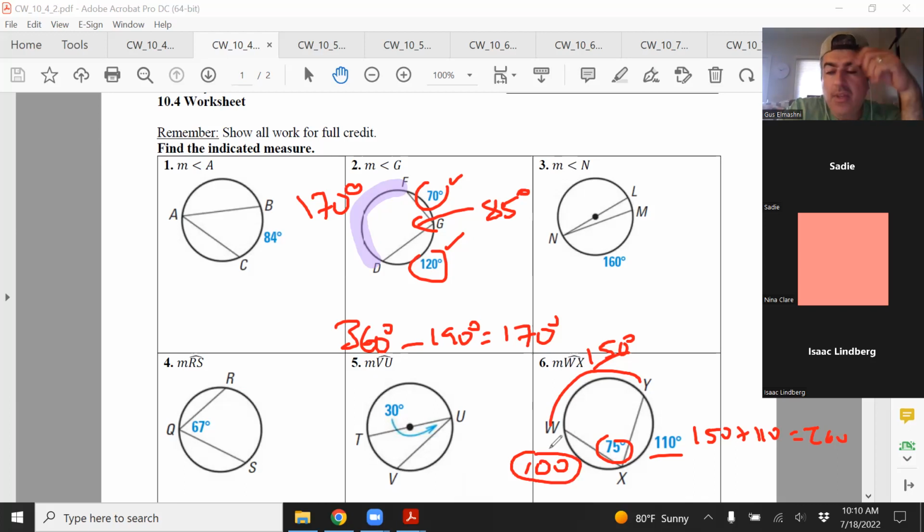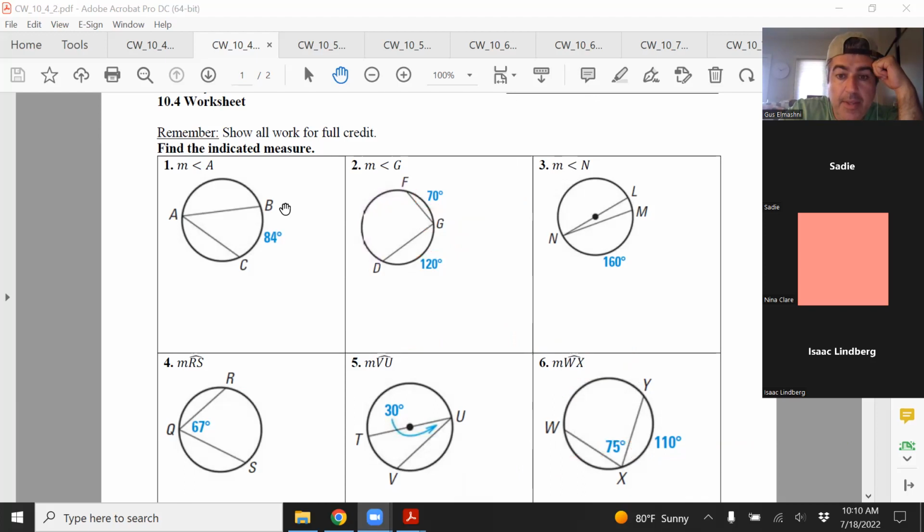Yeah, I'm doing it a little too fast. So 150 plus 110 is 260. So you have 100 left for WX. Yeah, sorry for that mistake there. But I'm pretty sure I got number 2 right the first time around. Okay, let's keep moving.